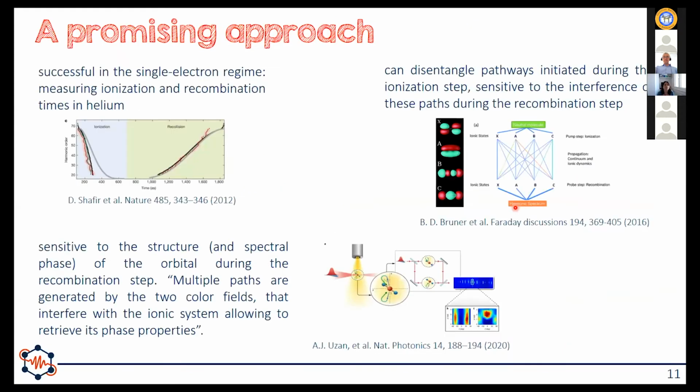So this technique is a promising approach that was established many years ago by Merit, I think still when she was in Canada. And here I just show three examples. One is very recent, of the application of this technique to study, for example, ionization and recombination times, or different pathways initiated during the ionization. And then you have, for example, here, these interferences that you can see, and you can see structure and spectral phases in the experiment. So this is just some state of the art.